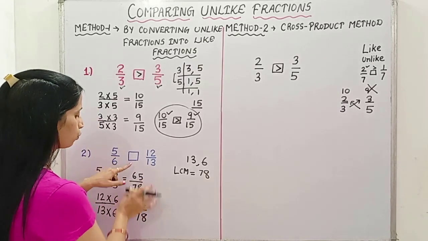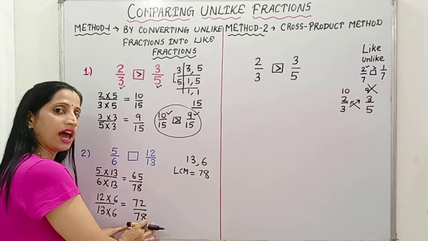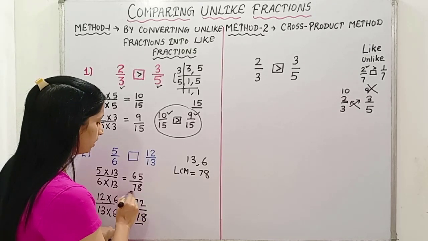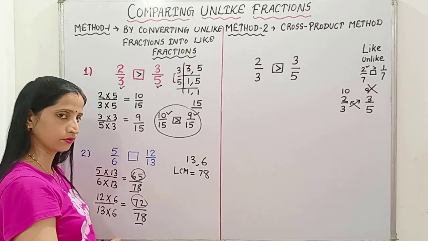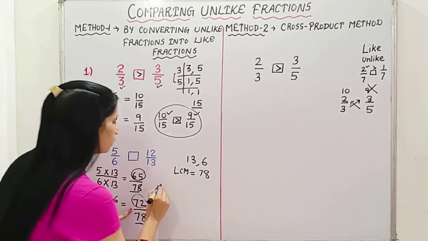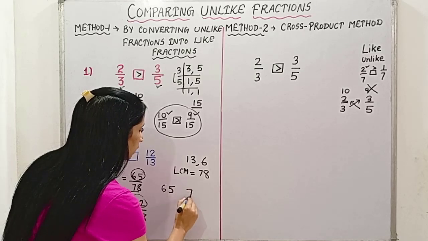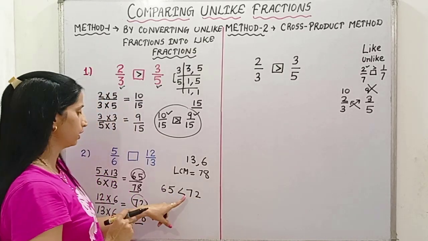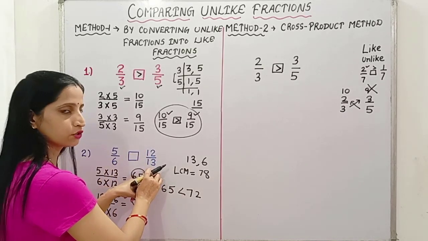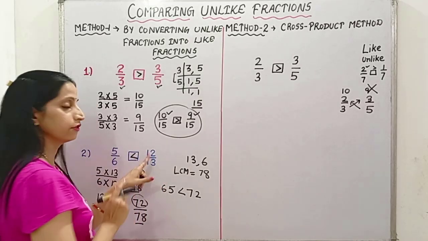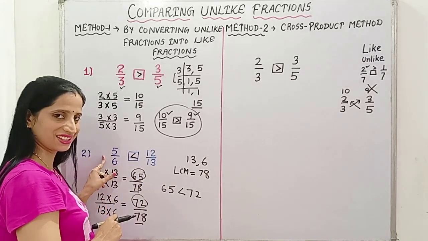Means again these two fractions have been converted into like fractions. Now our denominators are the same, so we will compare only 65 and 72. So from 65 and 72, we know which one is greater? 72. Okay, so hence this fraction 12 by 13 will be greater than 5 upon 6.